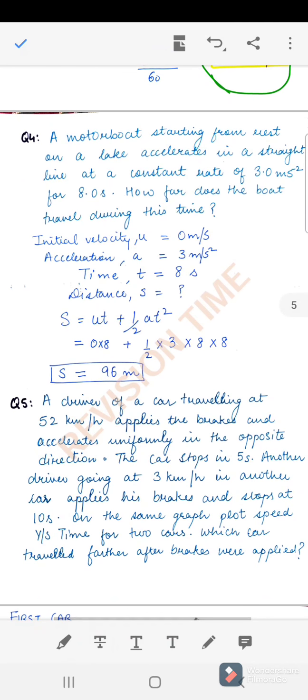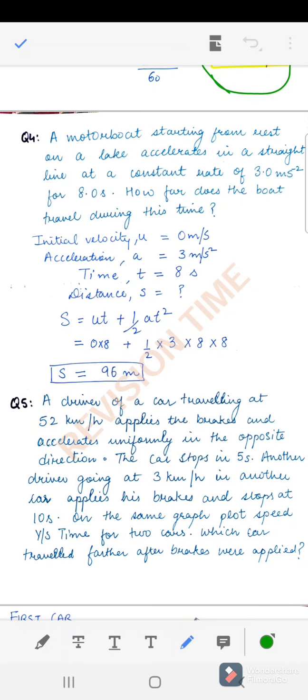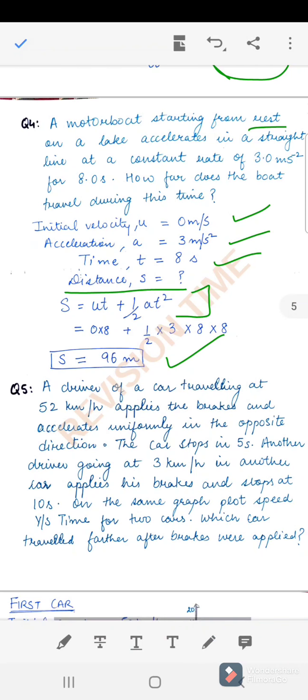Question number 4. A motorboat starting from rest on a lake accelerates in a straight line at a constant rate of 3 meter per second square for 8 seconds. How far does the boat travel during this time? So initial velocity is 0 meter per second because it is at rest. Acceleration and time we are given, and we have to find distance. Simply we will use the second equation of motion and find the answer.